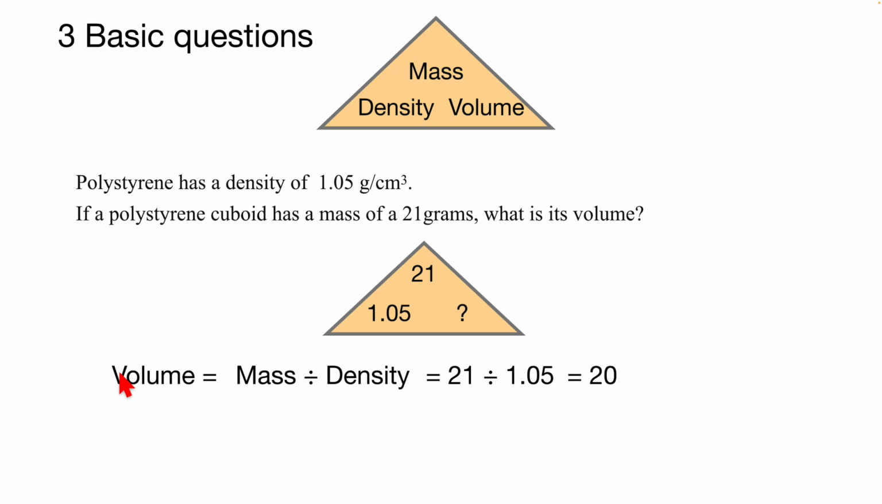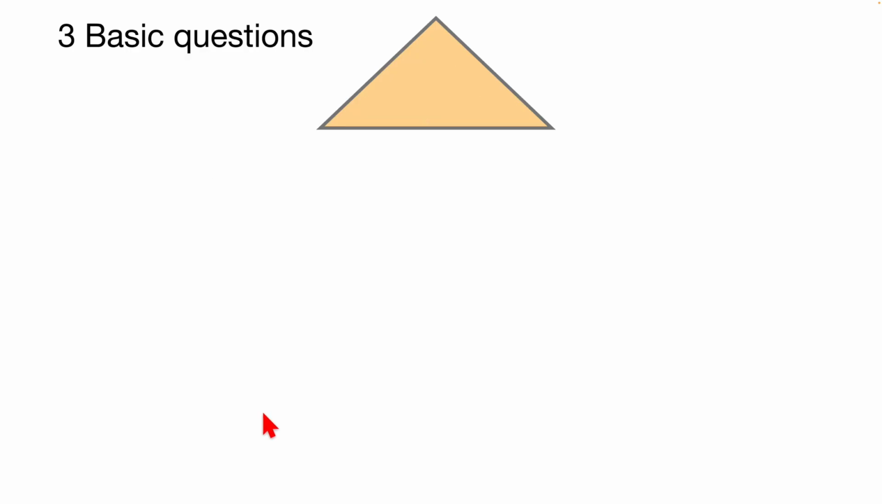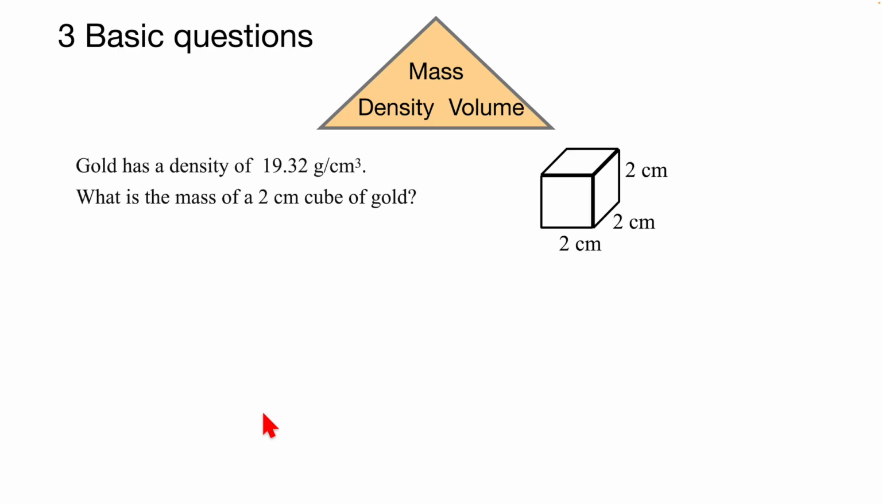20 what, I hear you say? 20 cm cubed. Why? Because we're talking about cm cubed and we're talking about grams per cm cubed. Everything's in grams, so that's cm cubed. Right, another one. Density is mass divided by volume.